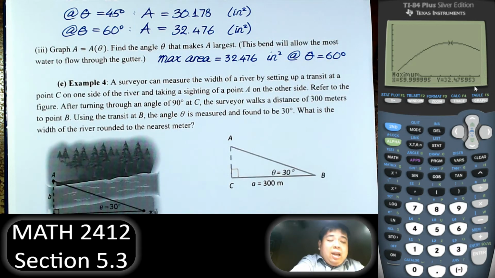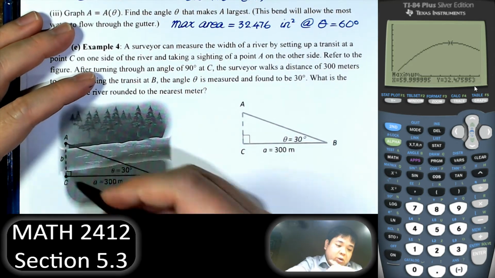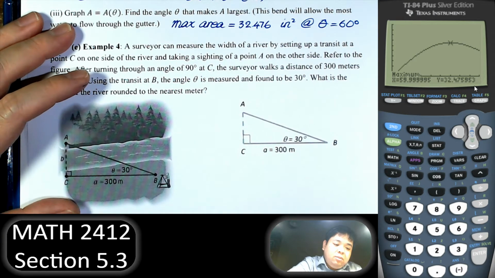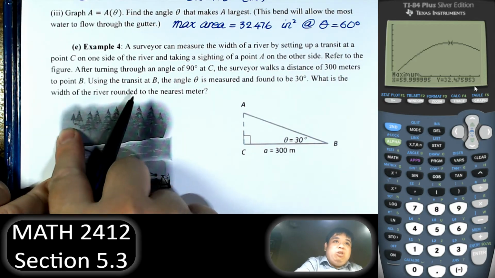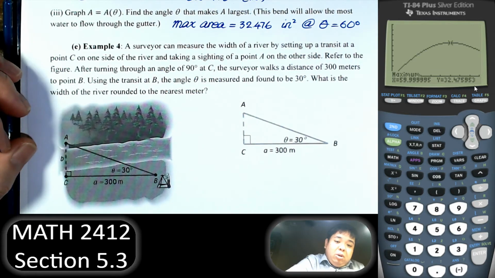Alright, so more application. A surveyor can measure the width of a river by setting up a transit at point C on one side of the river and taking a sight from point A on the other side. Refer to the figures here. So let's say we want to measure the width of the river. Of course you cannot walk from this side of the river to the other side to measure the width. If we can walk across, it's easy to calculate the width, but we can't.